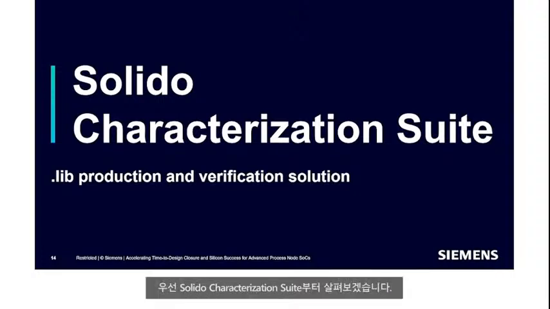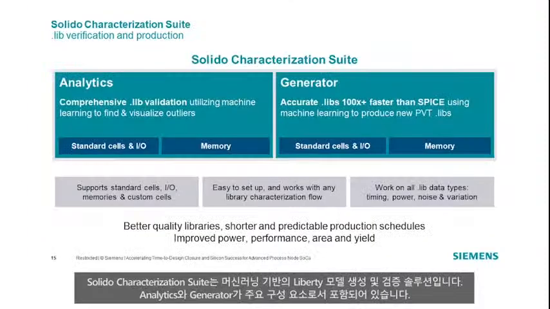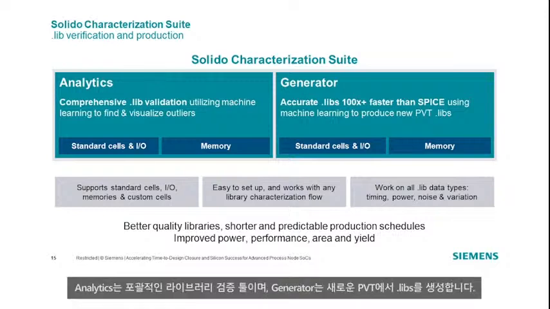I'll start first with Solido Characterization Suite. Solido Characterization Suite is a machine learning-enabled Liberty model production and verification solution. It includes Analytics and Generator as two of its main components. Analytics is a comprehensive library verification tool, while Generator produces .libs and new PVTs.